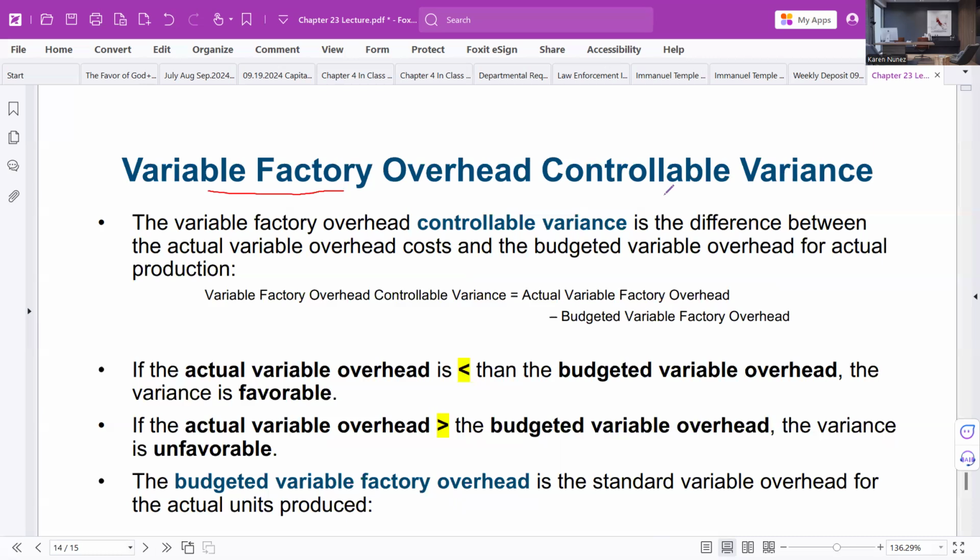And the model looks a little bit different than it does for materials and labor. We're going to focus on comparing the actual variable overhead to the budgeted variable overhead. We call that difference the controllable variance. It's the variable factory overhead controllable variance. When the actual is less than the budgeted, it's favorable. When the actual is greater than the budgeted, it's going to be unfavorable. That's all we're going to do.